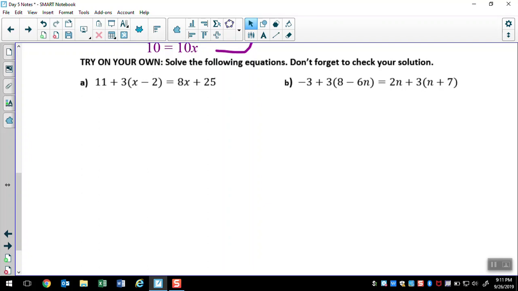Here are 2 more for you to try on your own. Once you finish these, you are done with your notes. So please make sure you complete these before next class. And then when you come in, we'll do some more practice. You can stop the video now.